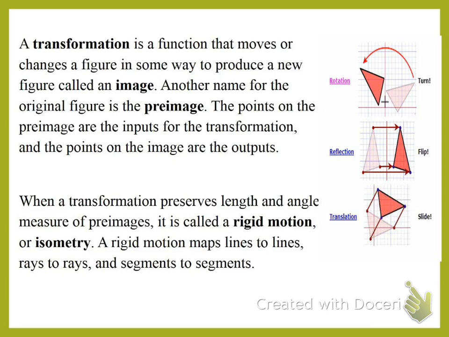So one of those transformations is a rotation. You can spin things around. One of them is a reflection. So we can flip something, a mirror image of it over a line. And we can also look at translation. So a translation is basically just a slide. You're just sliding things around in the coordinate plane.